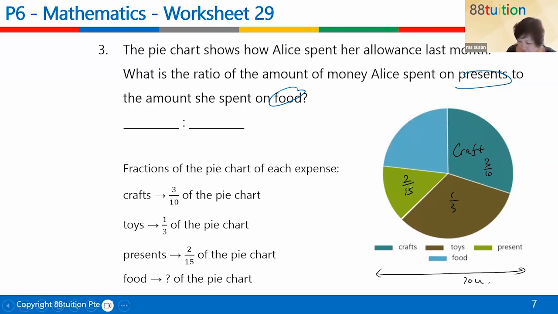And now he's talking about food. So you have to actually use this so-called calculation to find what is the missing fraction there. So 2 over 15, 1 over 3, and 3 out of 10. Then this one you will get down to 7 out of 30 after minusing.